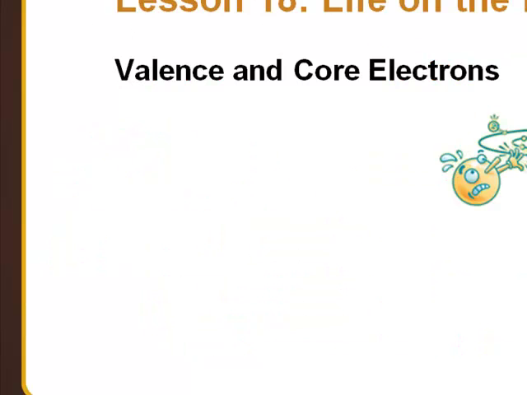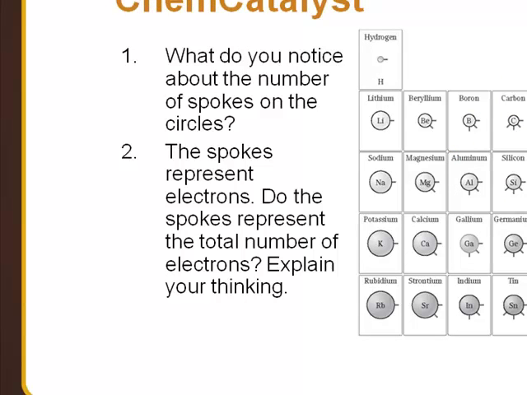Since we know all about light, we know all about electrons, we're going to talk briefly about something called valence and core electrons. So, valence and core electrons. If you look up here at this picture, this is a picture of our created table we organized at the beginning of the year. Okay, what do you notice about the number of spokes on the circles? They're consistent with each other. They're all the same. They're all the same in what? Each group. What happens as you go from left to right? There's more. More spokes.